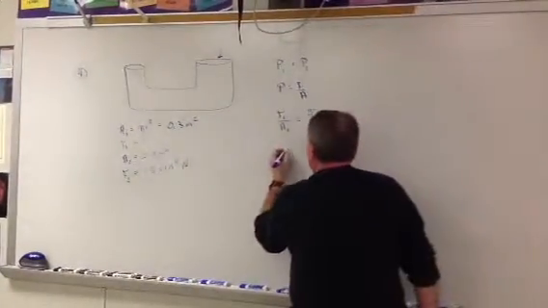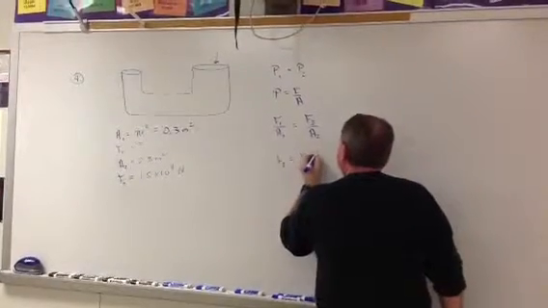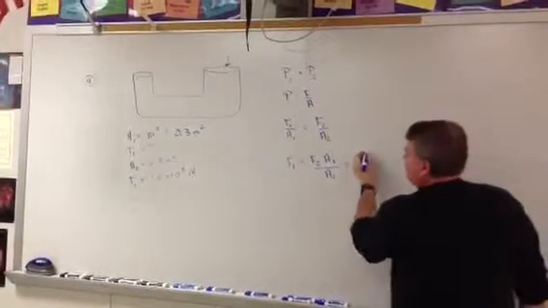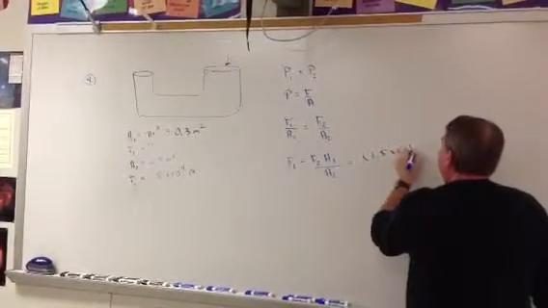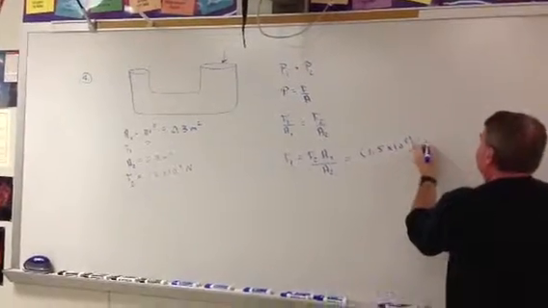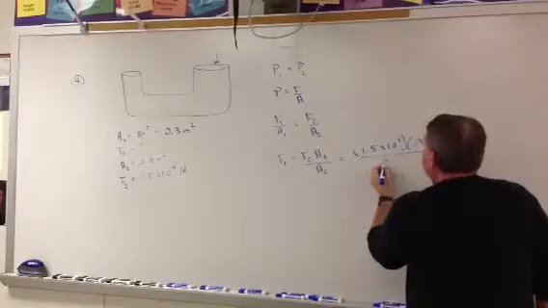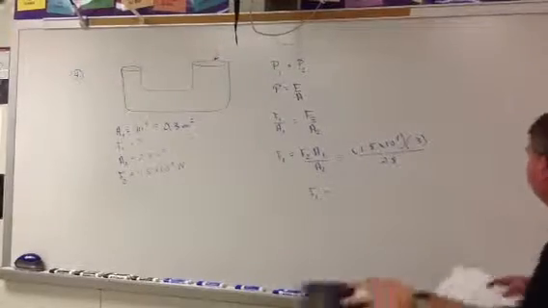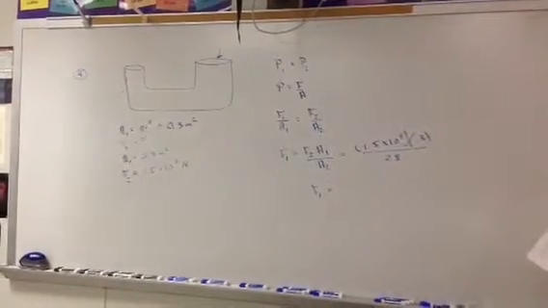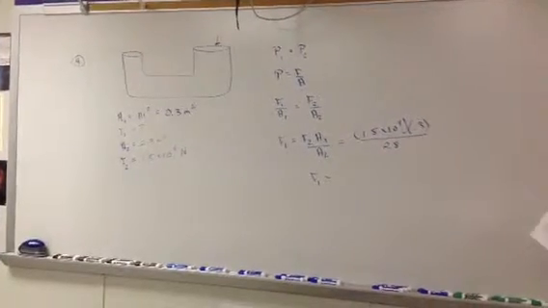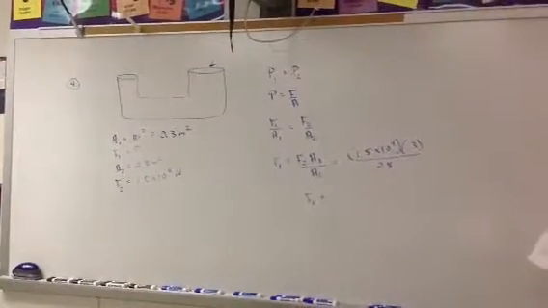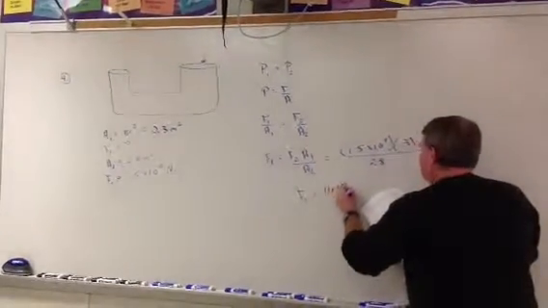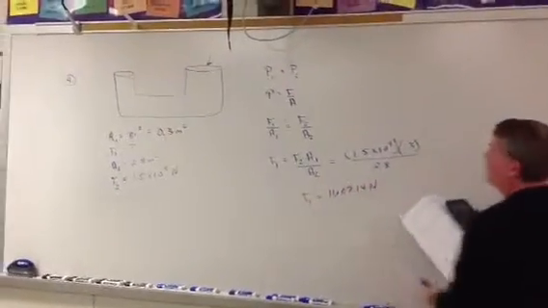We're solving for F1. F1 is going to be equal to F2 A1 over A2. So this is going to give us 1.5 times 10 to the 4th, and A1 is 0.3, A2 is 2.8. So F1 is going to be equal to 1.5 times 10 to the 4th times 0.3 divided by 2.8. That gives us 1,607.14 newtons. That's F1.